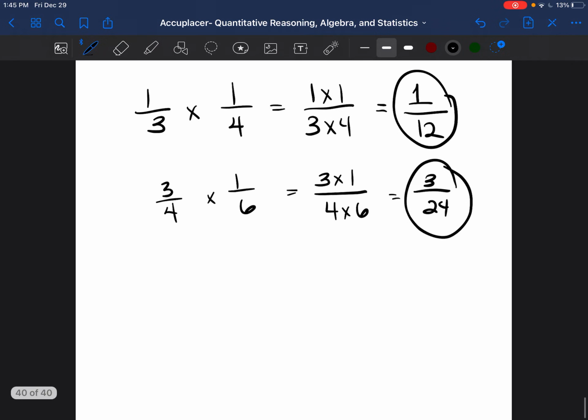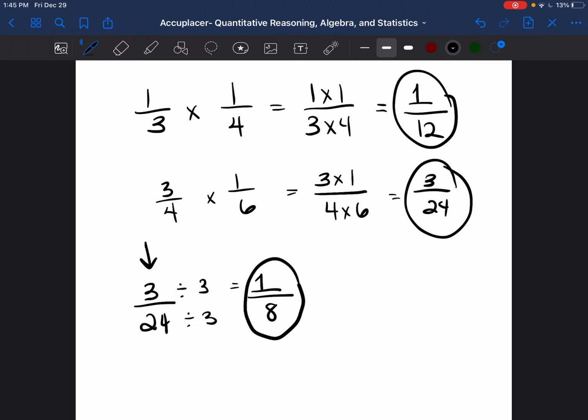But we have to be careful. When we get an answer 3 over 24, we have to ask ourselves, is there a way to simplify this fraction? Meaning, is there a number that can go into 3 and 24 that's greater than 1? And yes, you can divide them both by the number 3. 3 divided by 3 is 1. 24 divided by 3 is 8. So simplified, the answer is 1 over 8.